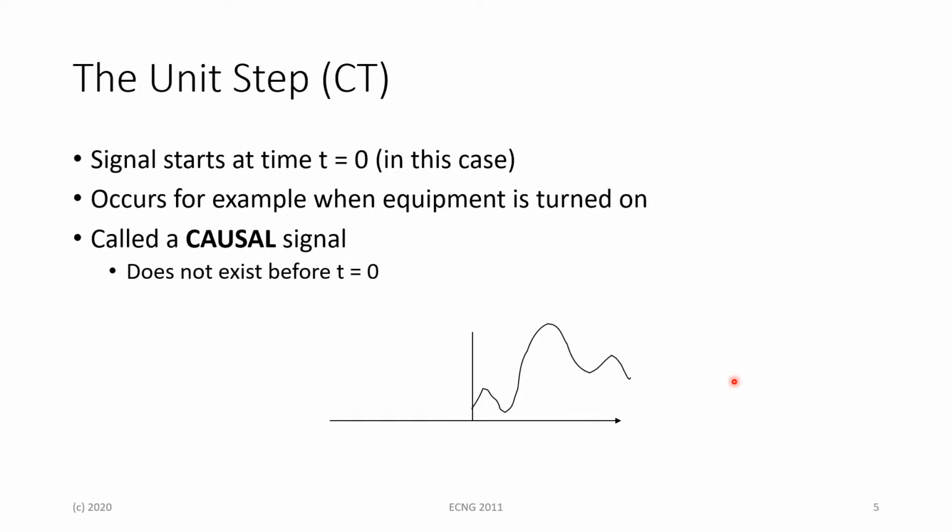So, reiterating, a causal signal is a signal that exists only from t equals 0 and then for all positive values of t. For t less than 0, the signal does not exist. This is a causal signal.